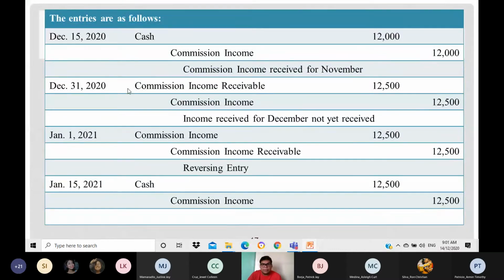And then, December 31. So, hindi mo pa siya makukuha. Next month mo pa makukuha yung commission mo for December. So, that means you have a commission income receivable worth 12,500. You have to record it on December 31. And then credit it as commission income, 12,500.